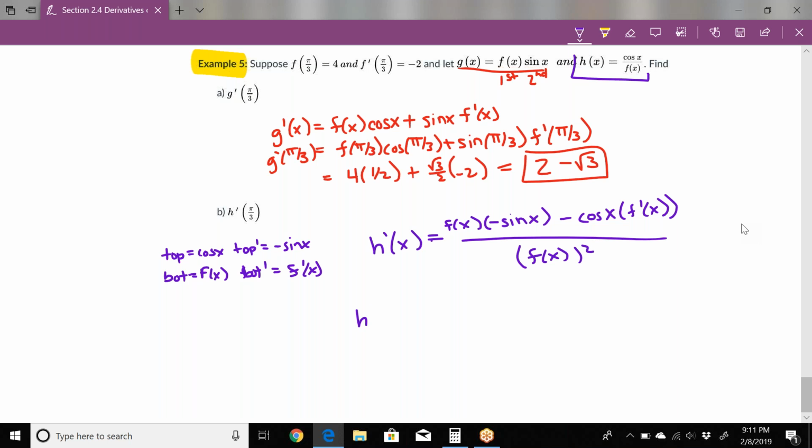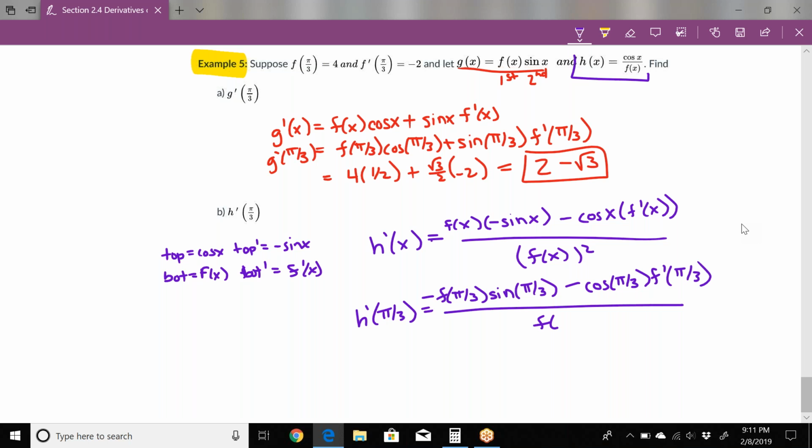Okay, let's plug in what we know. This would be f of pi over 3. I'm actually going to pull the negative out to the front. That'll make it easier to do the calculations. Then sine of pi over 3 minus cosine of pi over 3, f prime of pi over 3, all over f of pi over 3 squared.